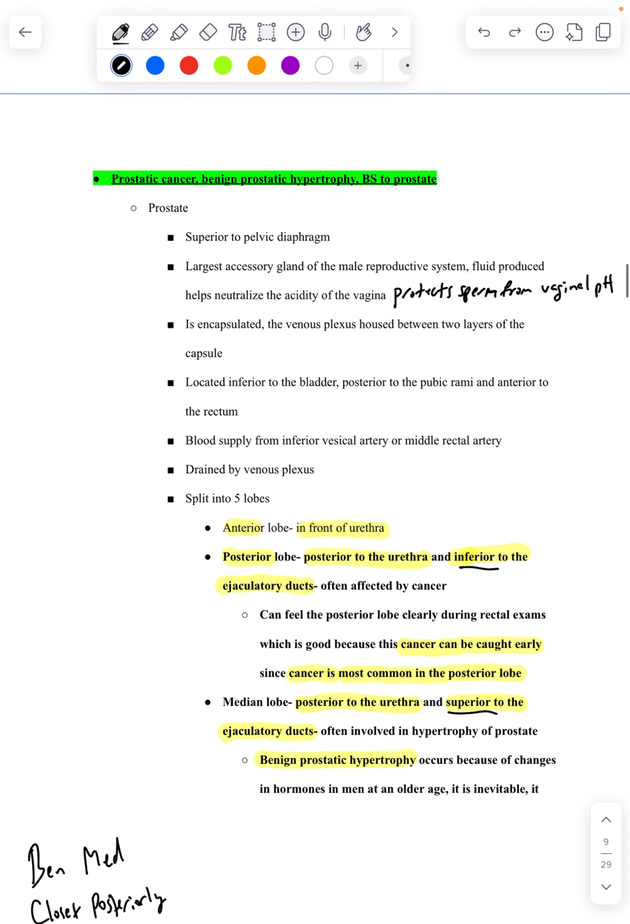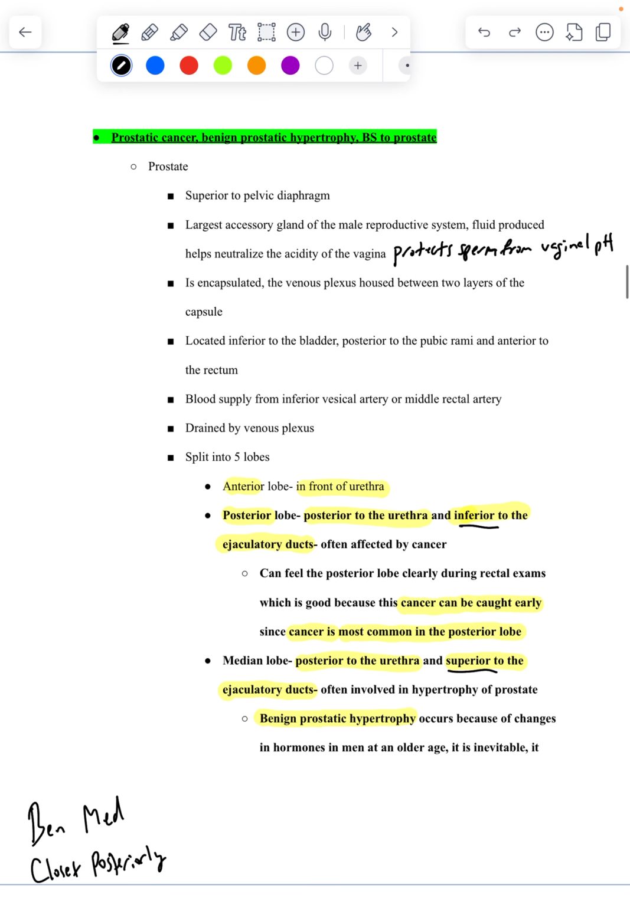Okay. Prostatic cancer, BPH, or benign prostatic hypertrophy, and blood supply to the prostate. So we'll make this simple again. The prostate, first, is superior to the pelvic diaphragm. It's the largest accessory gland of the male reproductive system.